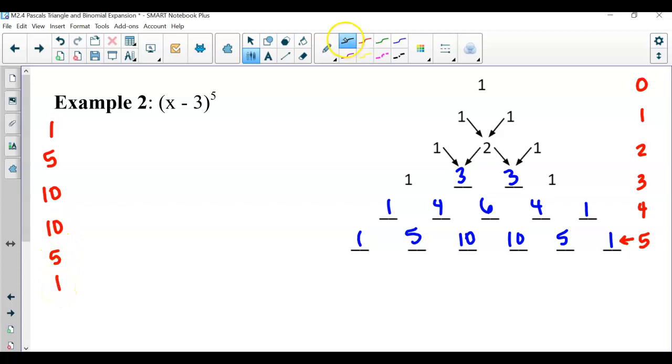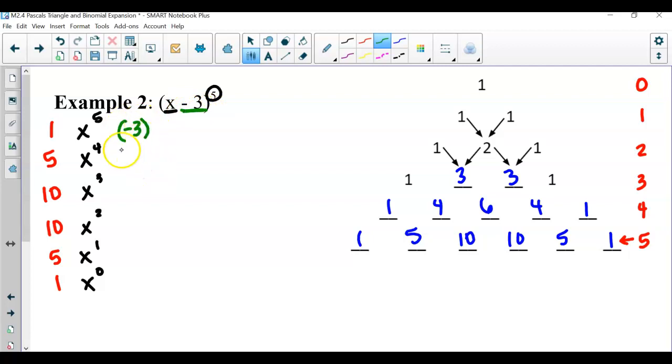Then let's continue with our terms. So the first term is x. So x to the fifth power. So that's where we're going to start. x to the fourth, x to the third, x squared, x to the first, and x to the 0. Then the next term, notice how because of the -3, I'm going to put this in parentheses, all right? So -3 all the way down.